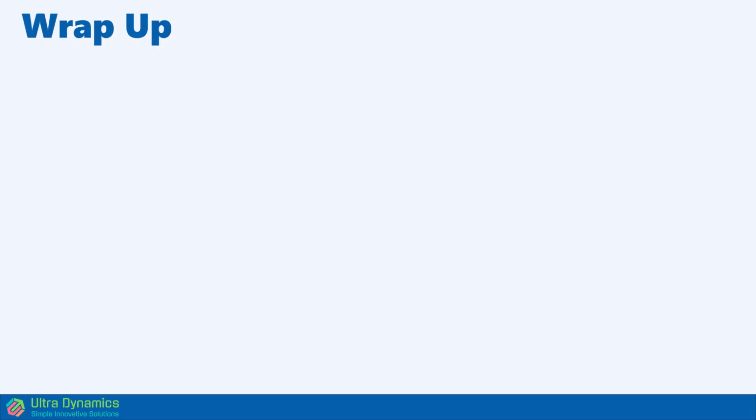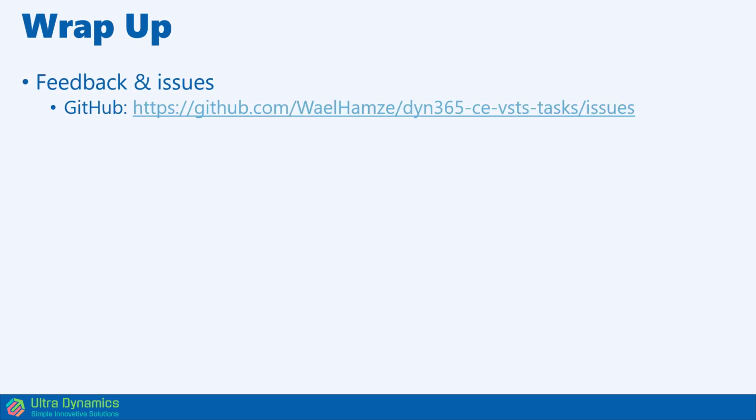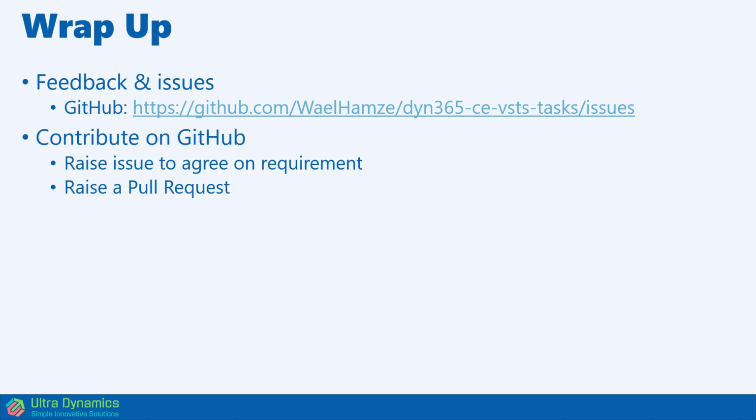Today I have shown you how easy it is to get started implementing DevOps pipelines for your Power Platform projects using the Power DevOps Tools. If you have any feedback or issues with the Power DevOps Tools, you can raise these on GitHub. If you have a great idea and would like to contribute to the project, the best thing to do is again to raise an issue on GitHub to propose your idea and agree the requirement before submitting the pull request.